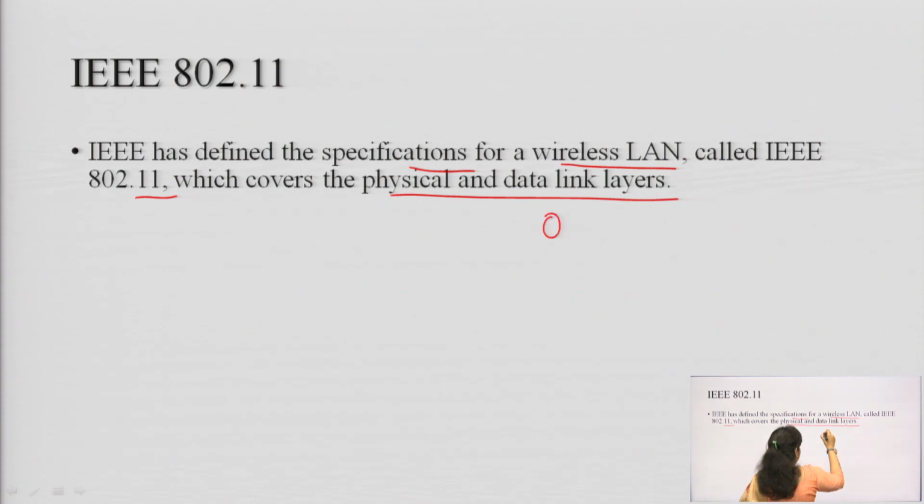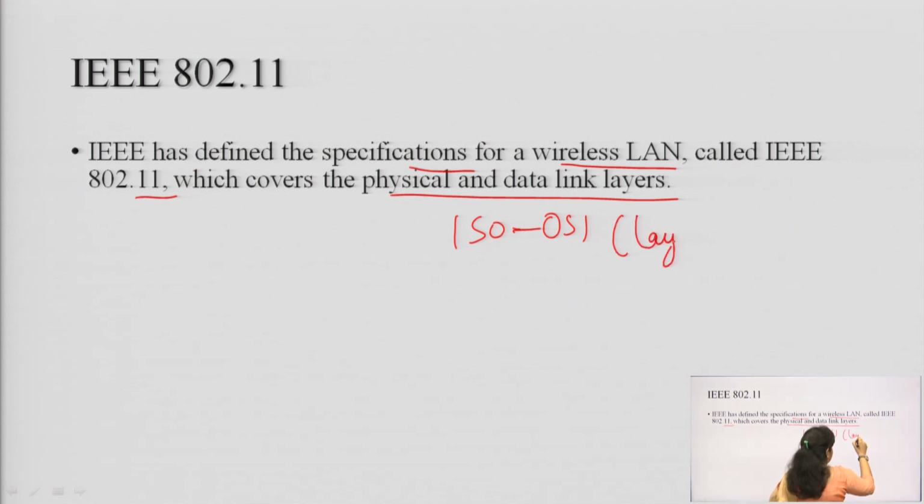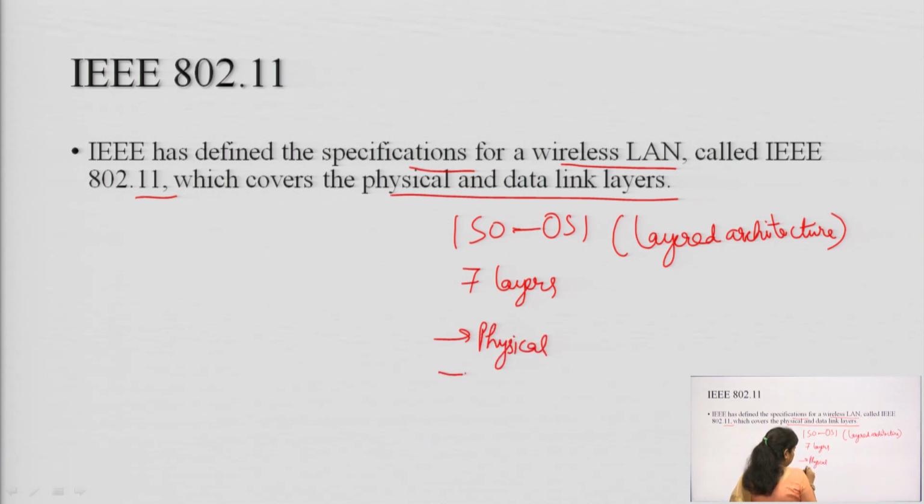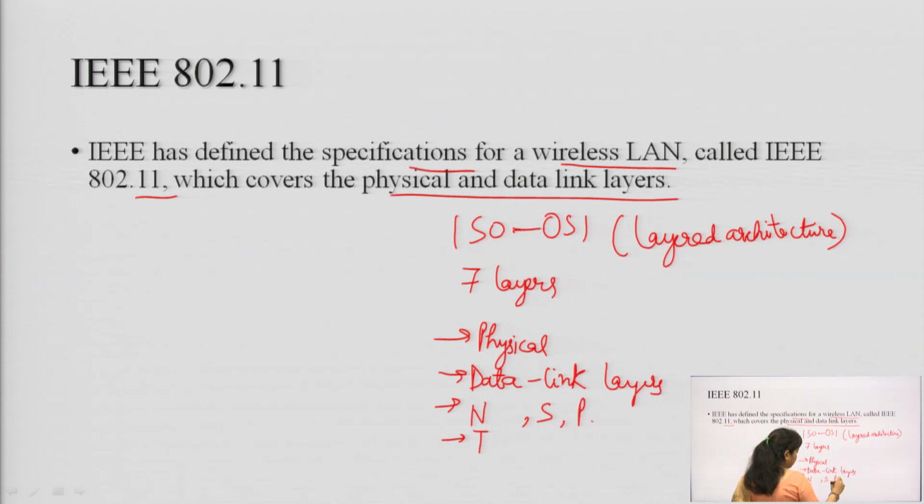If I consider the ISO OSI model, which is a very famous model based on layered architecture, in this model there are basically 7 layers described. One of the layers is the physical layer, then there is the data link layer. These are the first two layers, and on these two layers this IEEE 802 standard lies. Then there are the network layer, transport layer, session, presentation and application.